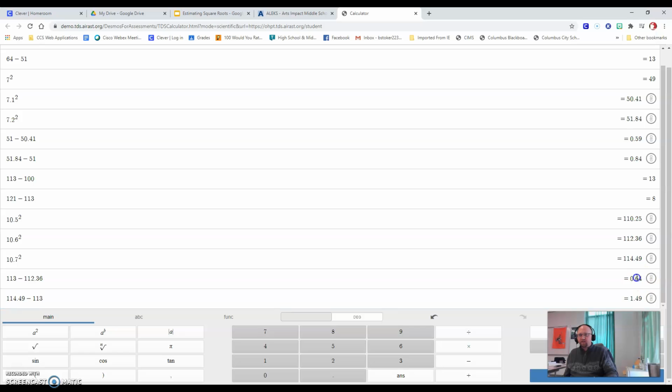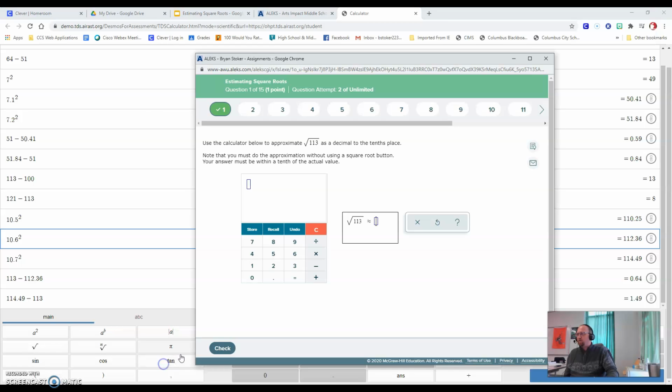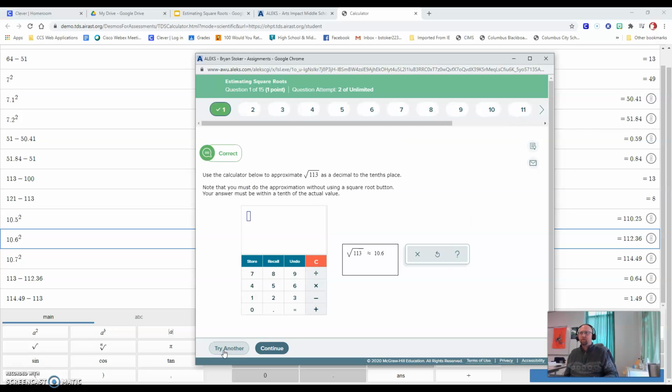So since this difference is the smaller difference of the two, then I know that the value squared to give me 112.36 is the number I'm looking for. And we got this number by squaring 10.6. So that means my answer is going to be, in this ALEKS problem, 10.6. And I check. Okay. And that's correct. All right, so hopefully this will give you kind of a good frame of reference.